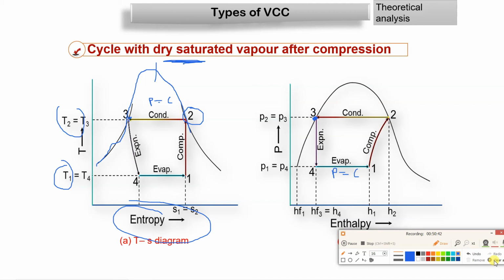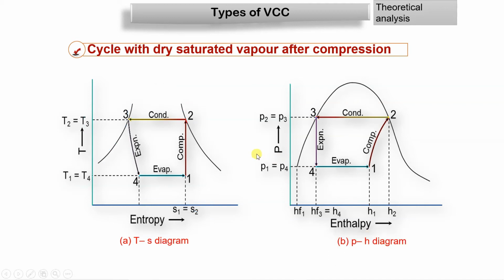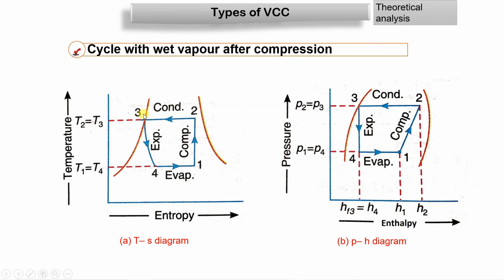So this is the first type. Now we'll see the second type. What is the second type? Cycle with wet vapor after compression. After compression means which point? Point number 2. We will first see the pH diagram which has been shown on the right side. This is the pressure versus specific enthalpy diagram. Vapor dome is there. You can clearly observe here the cycle with wet vapor after compression. After compression means point 2, and you can see point 2 is within this vapor dome.